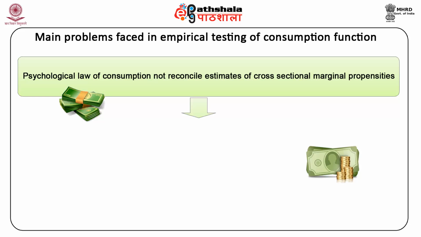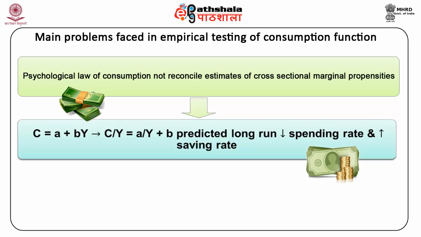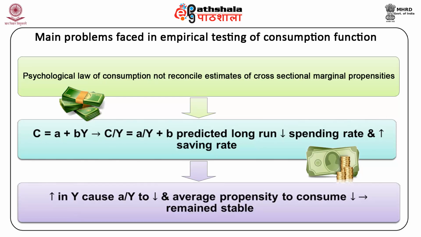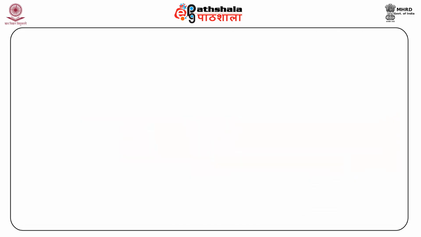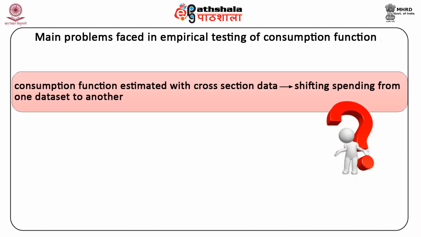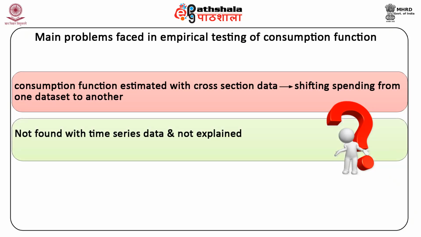And second, the model C = A + BY, when transformed into an average consumption model, that is C/Y = A/Y + B, predicted a long run declining spending rate and rising saving rate. That is, an increase in Y causes A/Y to decline and the average propensity to consume should fall. However, it has remained stable. Third, consumption functions estimated with cross-sectional data showed shifting or retrenching spending from one data set or year to another. Such behavior was not found with time series data and could not be explained.